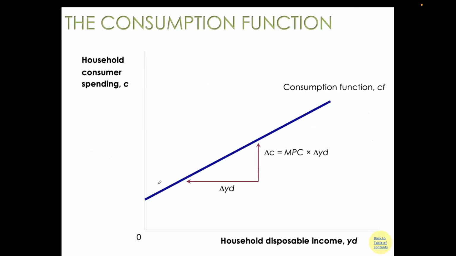This is how the consumption function looks. The horizontal axis is your disposable income, and the vertical axis is your consumption. The slope of this line is given by MPC, because look at how we define the slope. Slope is just delta C divided by delta Y, and that is immediately equal to MPC.